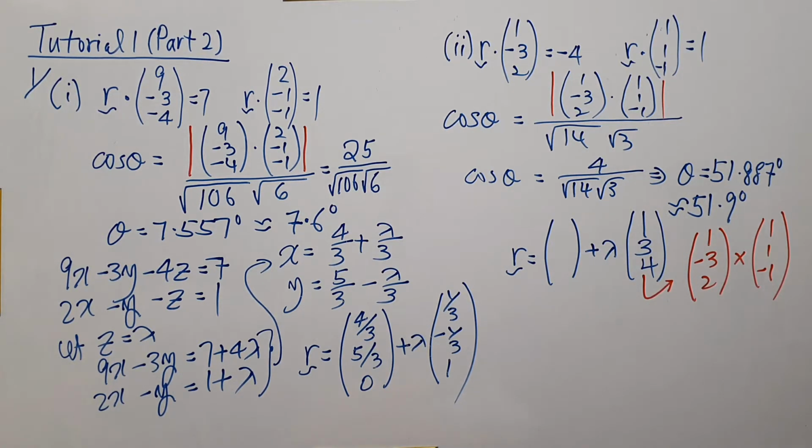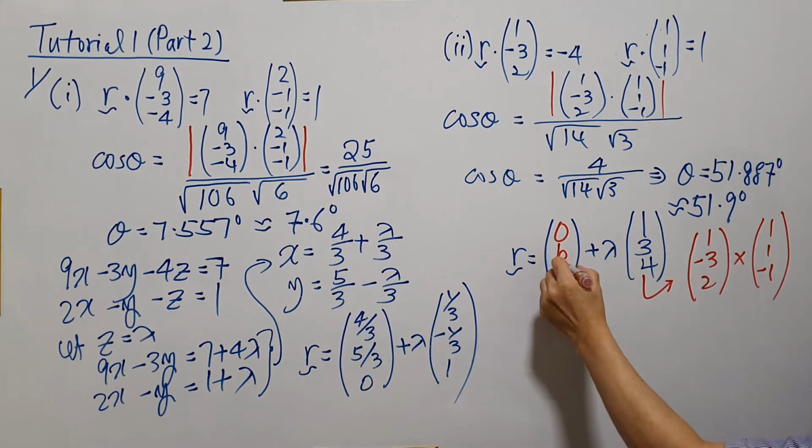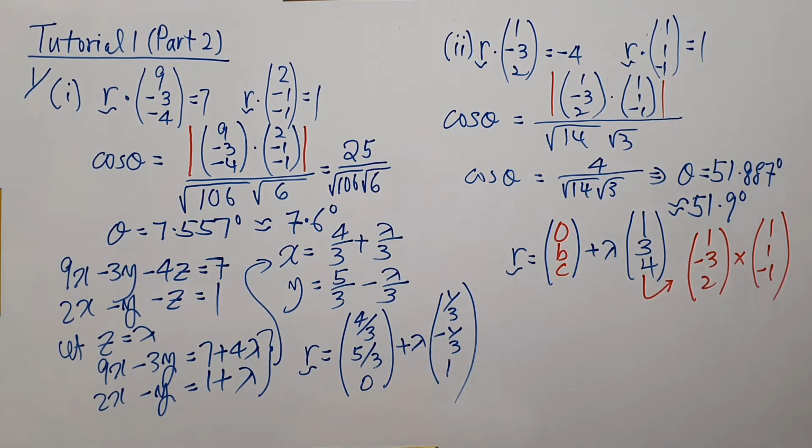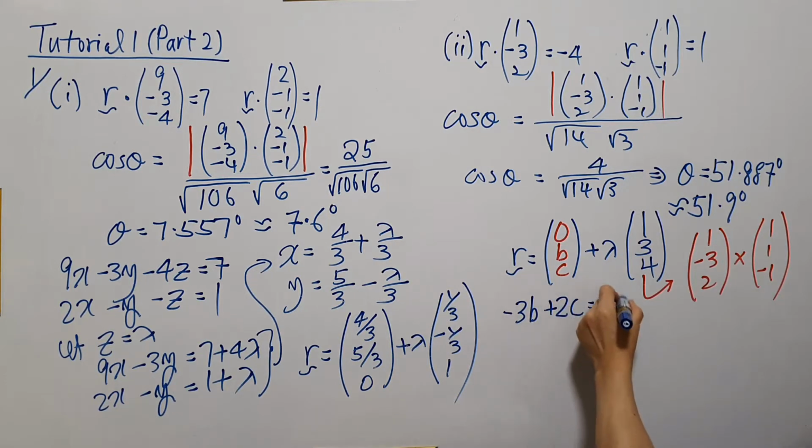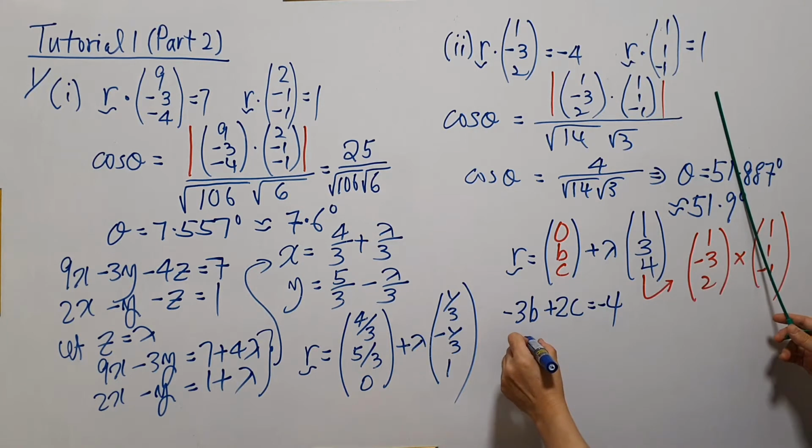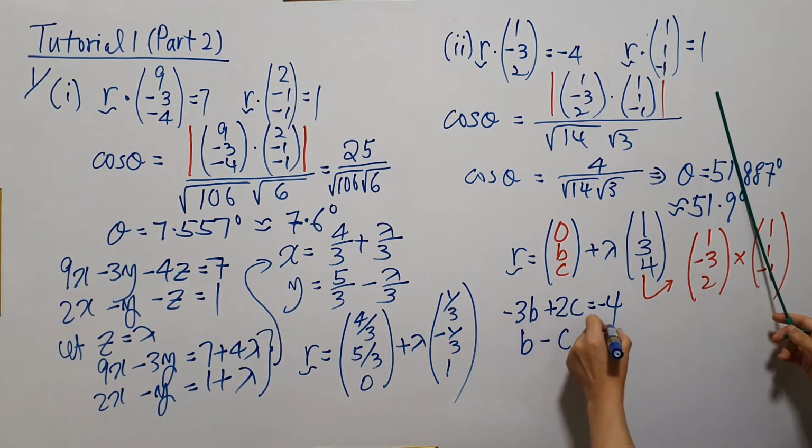Now I want to find the point on the line. So we learned that for such a thing, we can arbitrarily give 0 as a first entry, and then you have b and c to be found. How do you find b and c? If this point is on the line of intersection of the two planes, this point must lie on the first plane, and this point must also lie on the second plane. So I put this point into the equation of the first plane. I get minus 3b plus 2c equals minus 4. I put this in the second plane. I get b minus c equals 1.